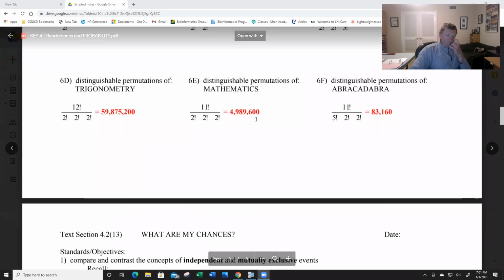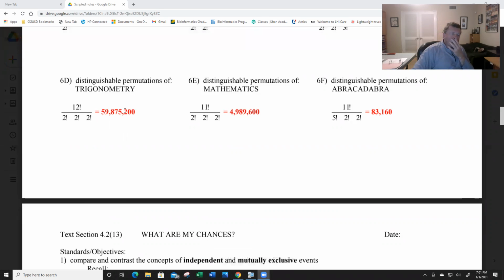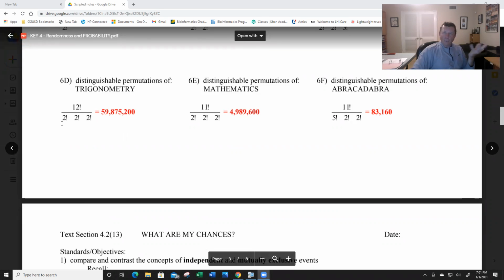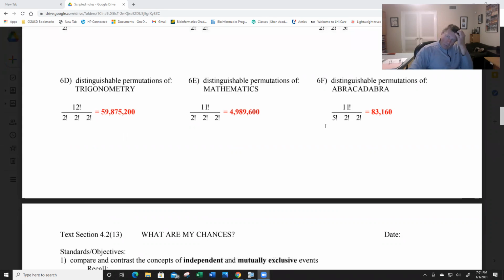And then D, E, and F here. Trigonometry has 12 letters in it, and you got a couple of O's, a couple of something else. There are 3 letters that repeat. Mathematics, you get the idea. And abracadabra, yeah, that's a very important mathematical word. Again, all those A's, there's like 5 A's. You wouldn't be able to distinguish the difference if you did actual permutations, so you've got to divide those out.